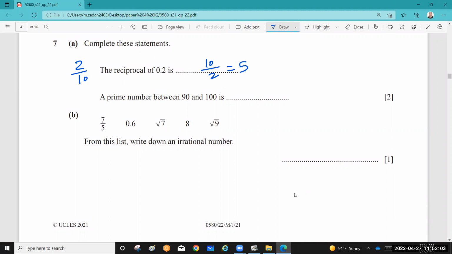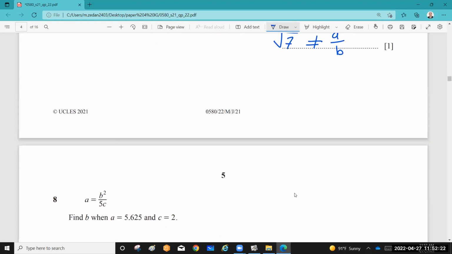A prime number between 90 and 100 is 97. Only one unique number in these 10 values from 90 to 100. Write down the irrational number √7, because you cannot write it in the form a over b such that a and b are integers and b is not 0.